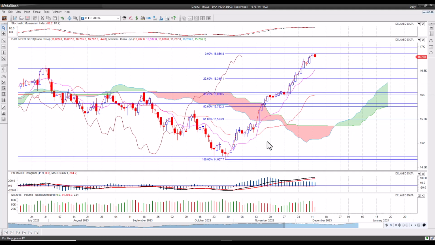So be aware that we've had a very strong rally. You do need to see some form of a consolidation pullback because the price action now is very extended from the top end of the cloud here. So that gap's quite large.